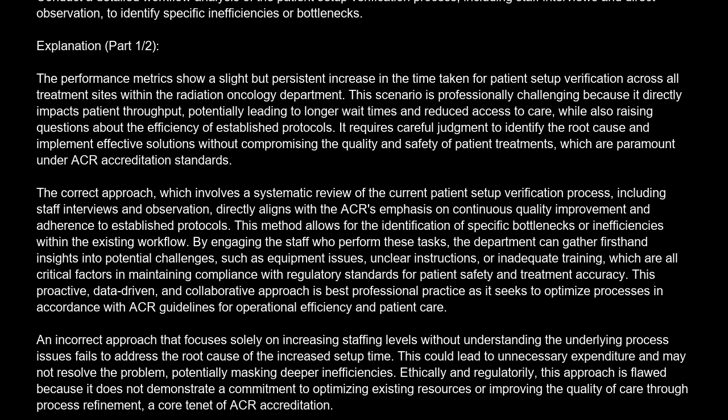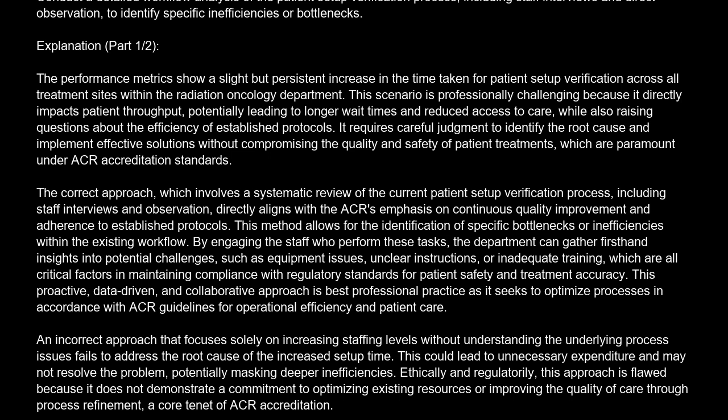This scenario is professionally challenging because it directly impacts patient throughput, potentially leading to longer wait times and reduced access to care, while also raising questions about the efficiency of established protocols. It requires careful judgment to identify the root cause and implement effective solutions without compromising the quality and safety of patient treatments, which are paramount under ACR accreditation standards.